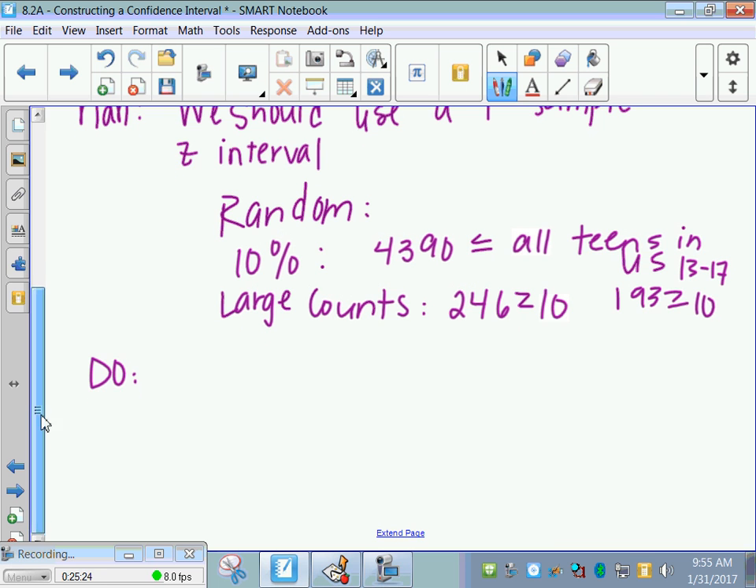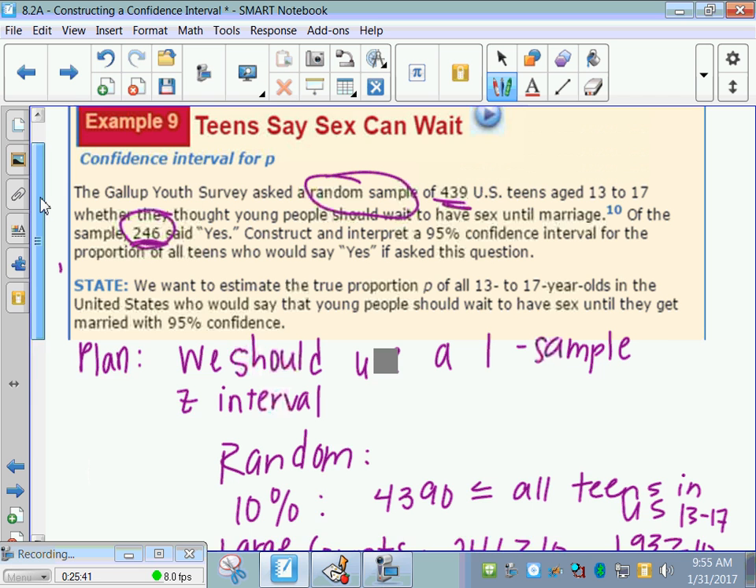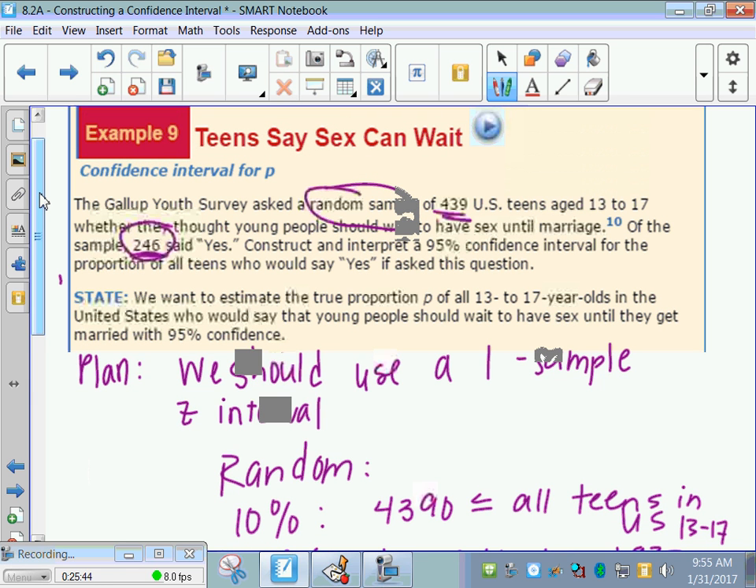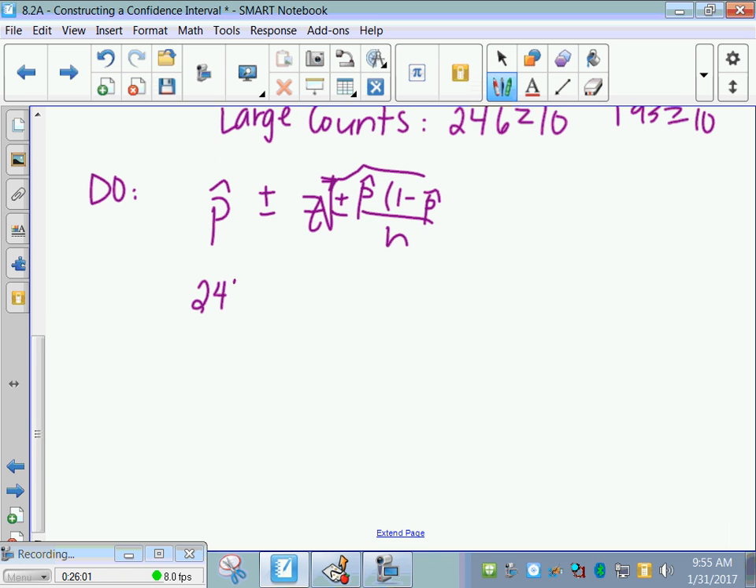And now, of course, we're going to do this: p hat plus or minus the z-star. Just kidding. Ooh, that's really bad. Just writing that formula real good. All right. So p hat. Charlie, what's p hat going to be in this problem? No, that's what we do for the z-score part. But p hat has got to be our actual proportion in the sample. Yeah, 246 over 439, plus or minus.